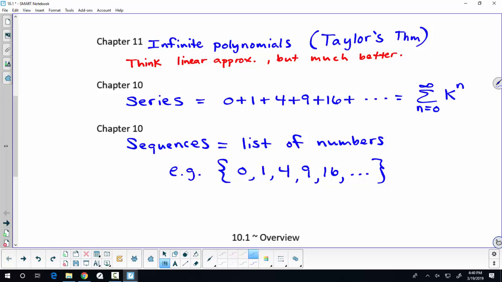We don't do a whole lot with sequences. They do show up in the overview and in 8.2. Then pretty much after that, we're all focused on series. Because ultimately, we're going to be looking at infinite polynomials that represent normal functions like e, sine, cosine.